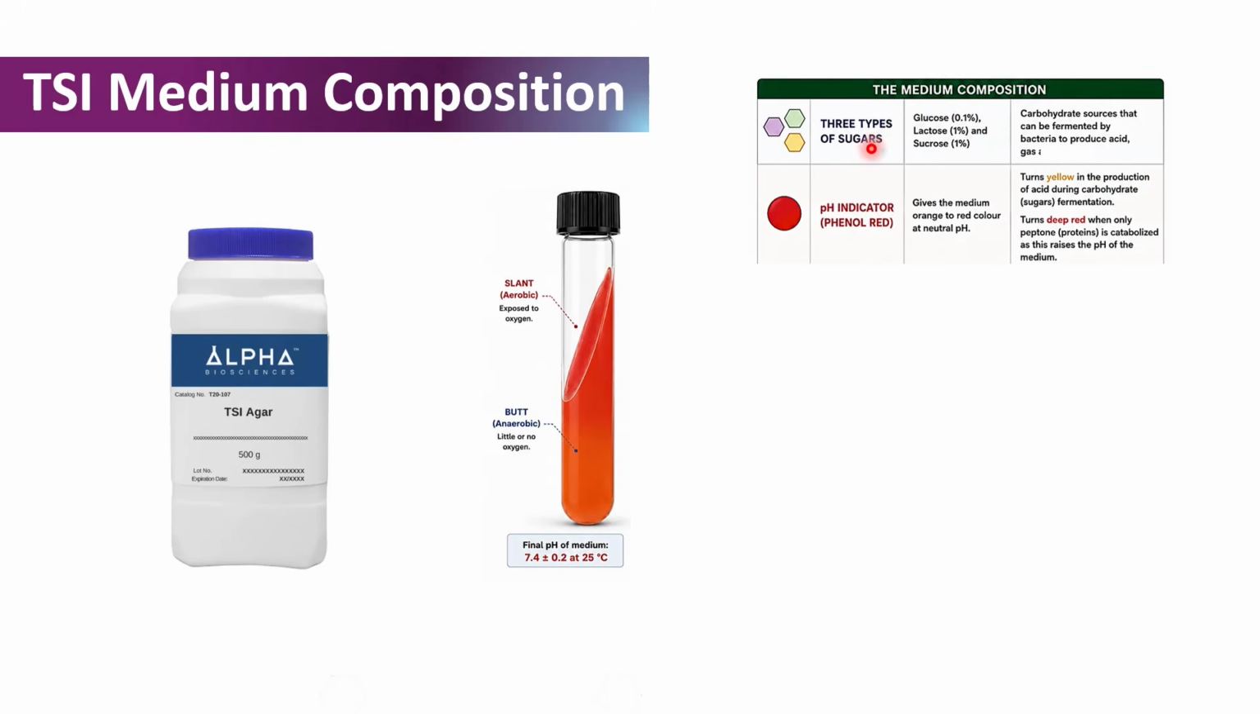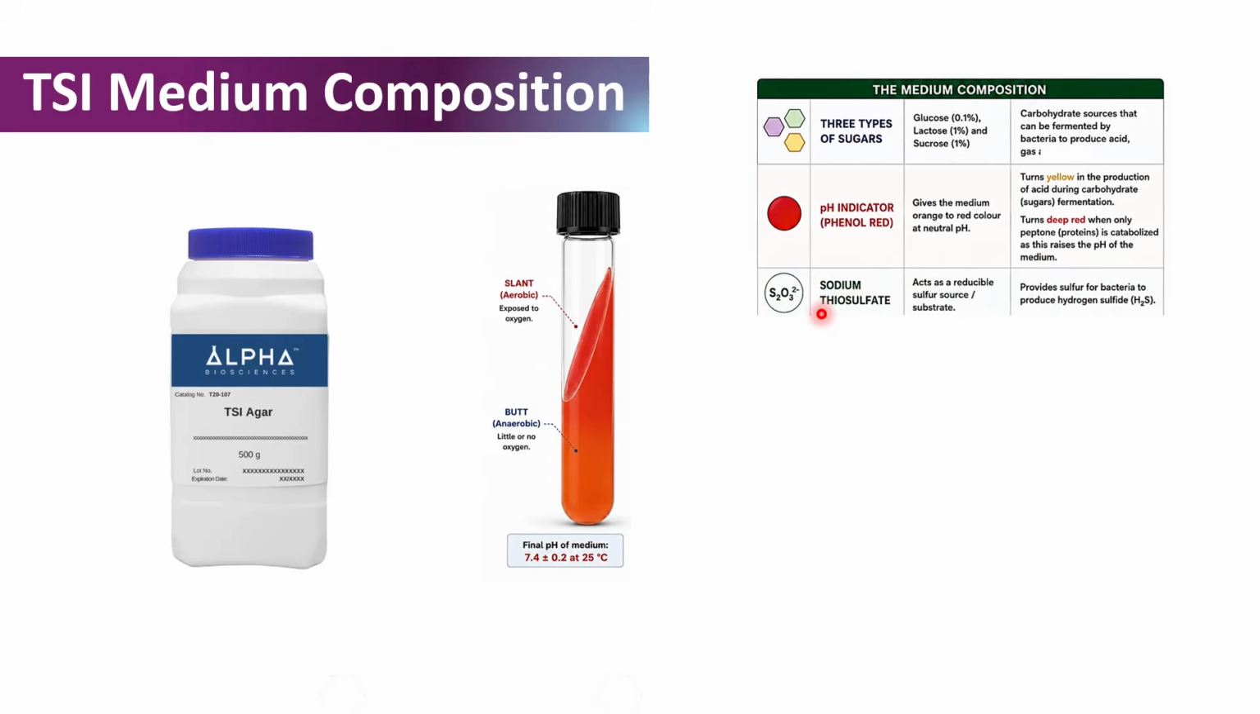The second component is the pH indicator, which is phenol red, and this gives the medium the orange to red color at a neutral pH of 7.4 at 25 degrees Celsius. This phenol red turns yellow with the production of acid during carbohydrate fermentation and turns deep red when only peptone is catabolized, as this will produce an alkaline byproduct which will raise the pH of the medium to cause the phenol red to turn deep red.